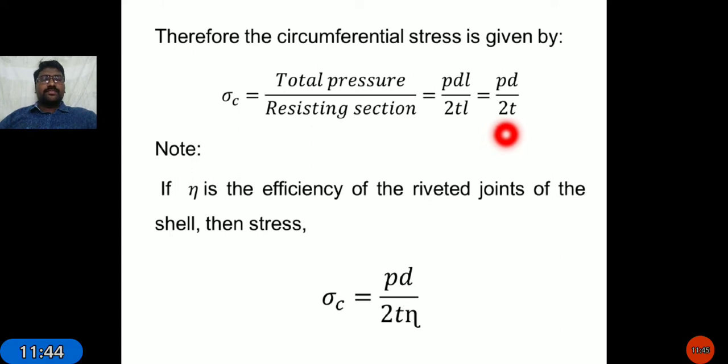It is the circumferential stress developed in the material, that is PD by 2T. Note, if eta is the efficiency of the riveted joints of the shell, in some cases the boiler is made up of bolted nuts or rivets. Whenever it is made up of rivets, by attaching the rivets, it will create some holes on that material.